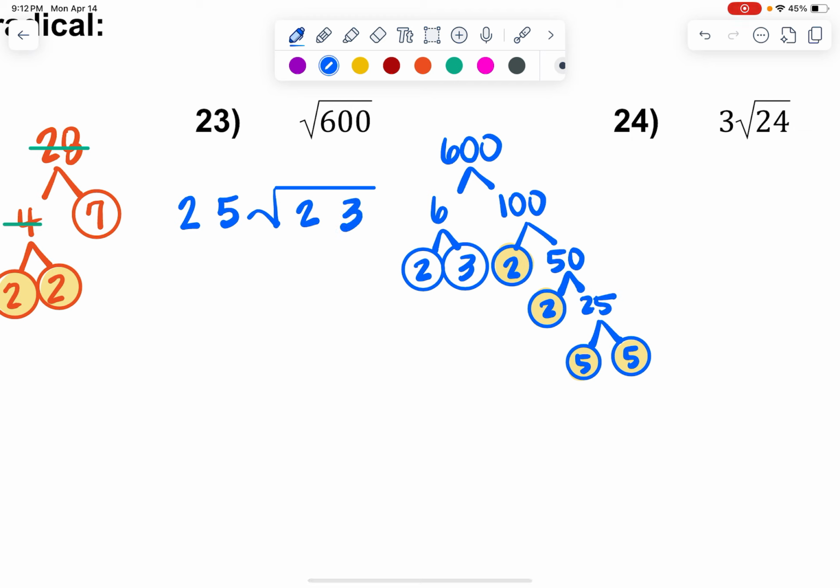And it doesn't matter whether you have multiple numbers on the inside or the outside. They just get multiplied back together. So that's going to give us 10 root 6 as our final simplified radical.